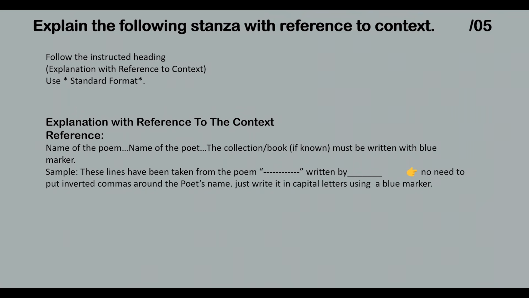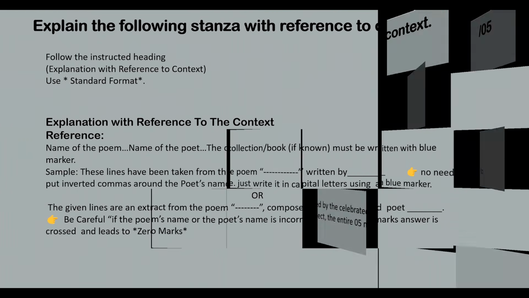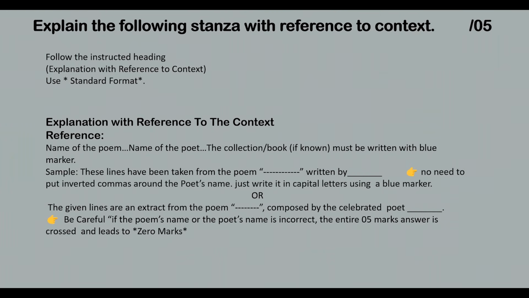And another effective format is: the given lines are an extract from the poem, then write the name of the poem, composed by the celebrated poet, and then the poet's name. Students, pay special attention to one very important point. The name of the poem and the name of the poet must be absolutely correct. If either of them is written incorrectly, the examiner may consider the answer incorrect and you can lose most or all of the marks. Therefore, always memorize the poem title and the poet's name accurately before attempting the question.